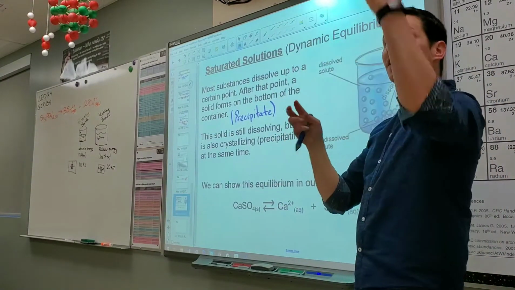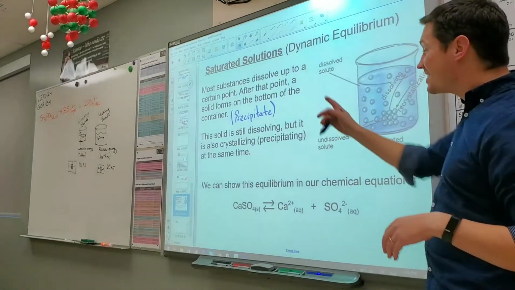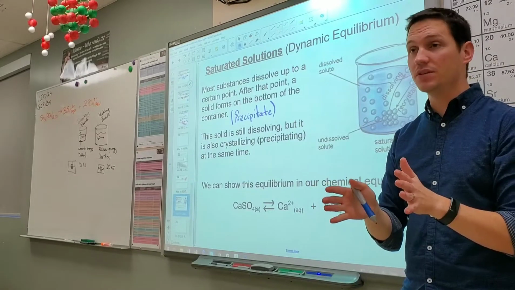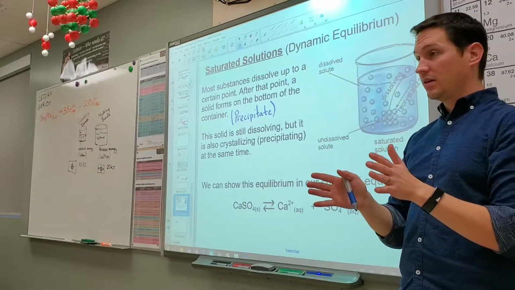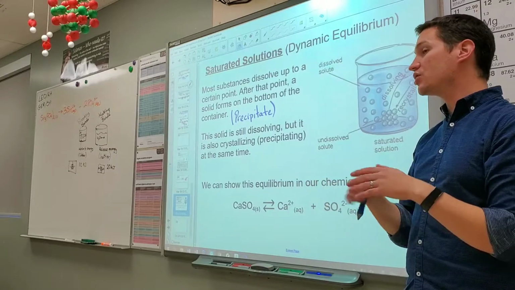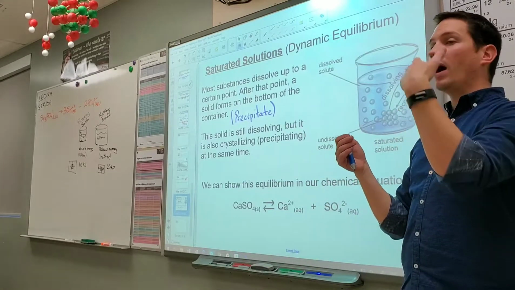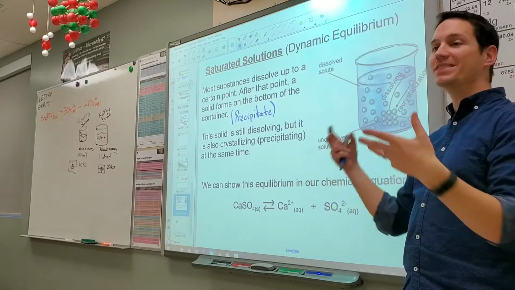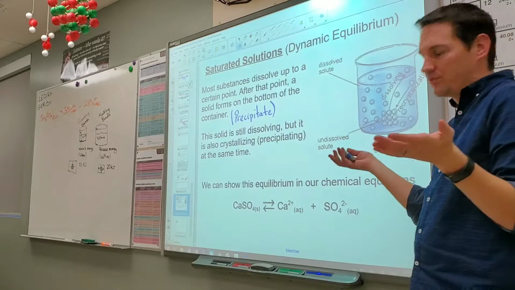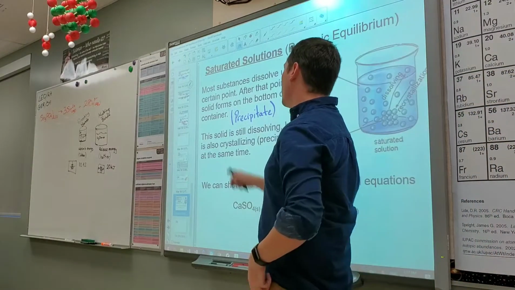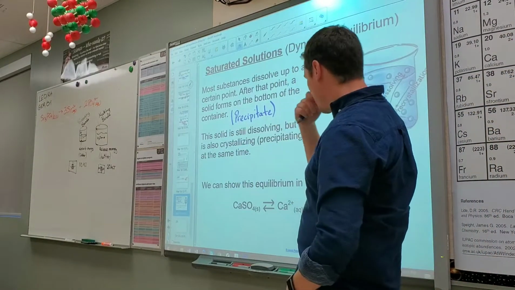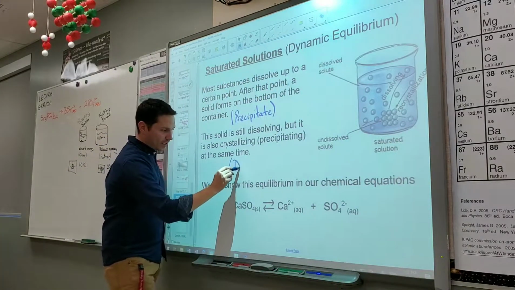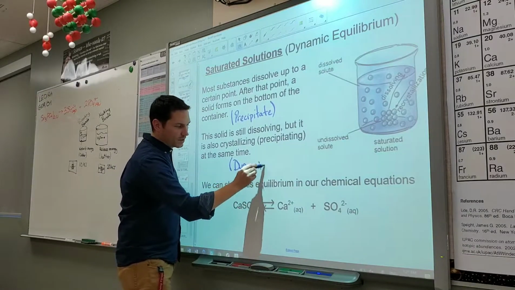The solid, believe it or not, is that solid crystal still dissolving? Are there parts of it that are still dissolving? Yes. But the crystal doesn't change overall because while one part is dissolving, what's happening to another part? It's crystallizing, right? It's forming a new precipitate. So the solid is still dissolving, but it's also crystallizing at the same time. This is what we call a dynamic equilibrium.